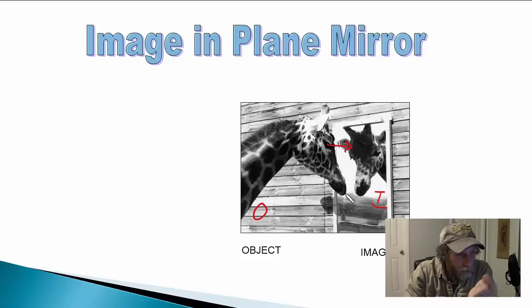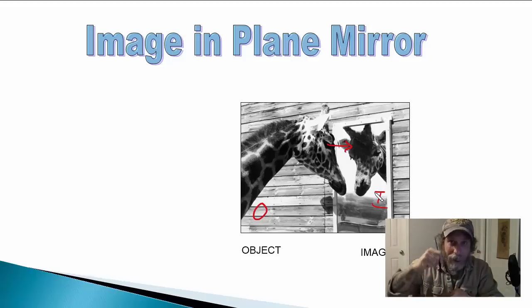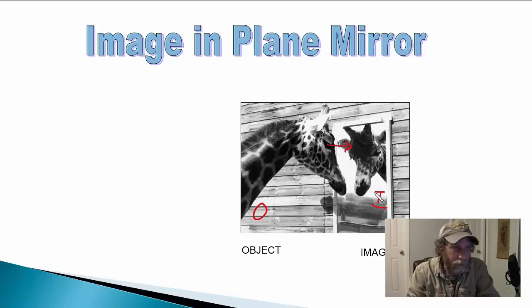The other thing is, this giraffe is almost pressing its nose on the mirror. It's just a couple inches away. Well, the image looks the same way, right? When you get up close to a mirror because you really want to look at yourself, and you're physically getting close to the mirror, your image is getting closer to the mirror as well. So the image is the same distance behind the mirror as the object is in front of the mirror. So if you start moving back like this, your image moves back and you look a little bit smaller. So that's another characteristic in a plane mirror.